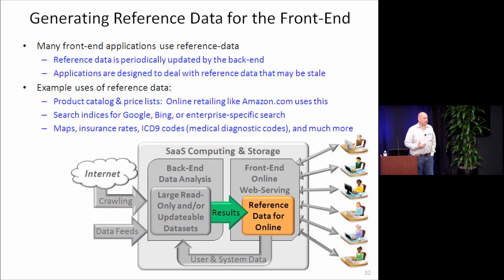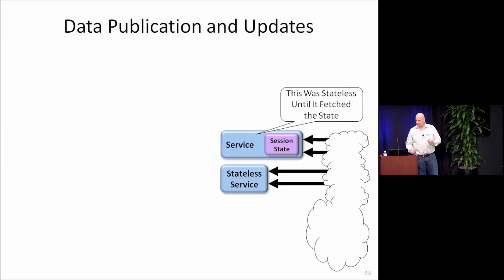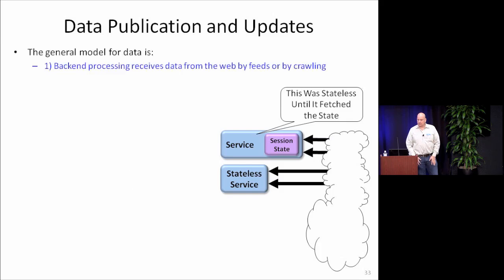How do I generate reference data for the front end? Right? Again, product catalog, price list, crawling, the graph, the connectivity graph that LinkedIn does, things of that nature are all back-end processing that are created and then pushed out to be used by the front end. So data publications and update.